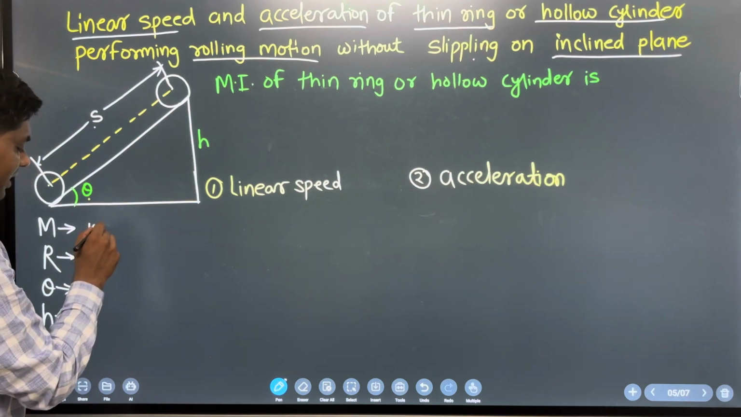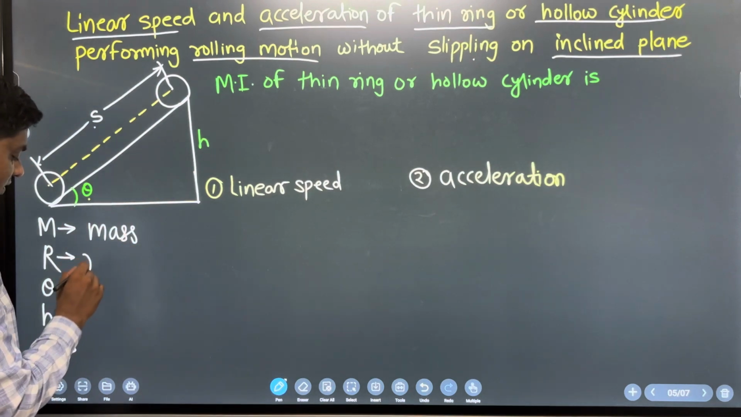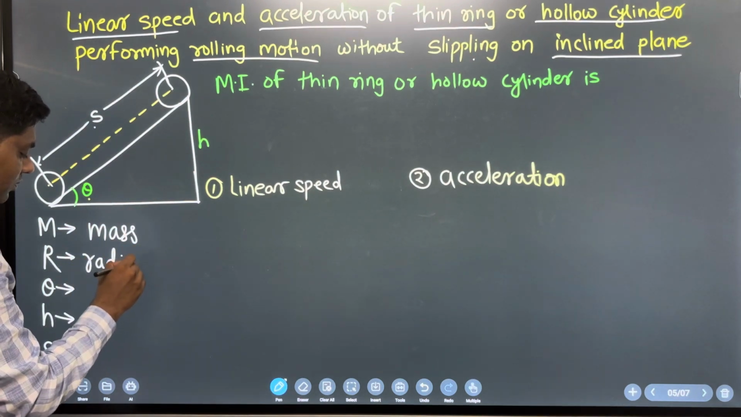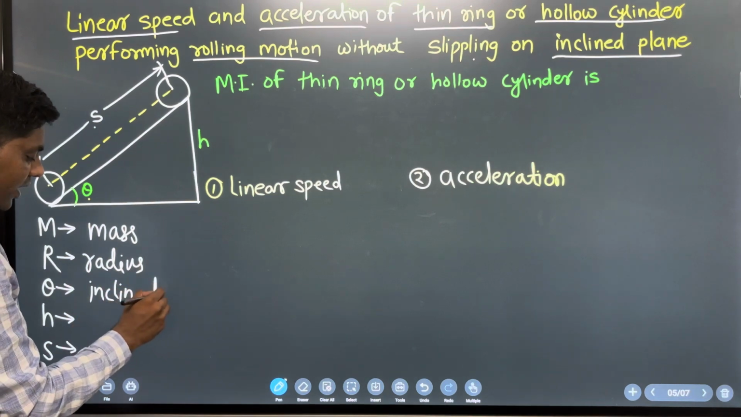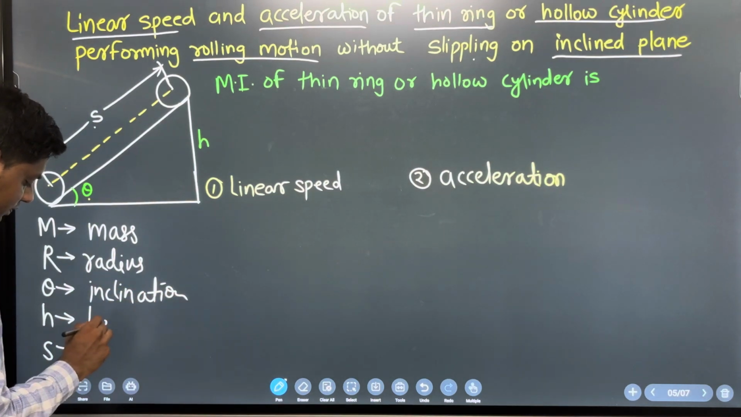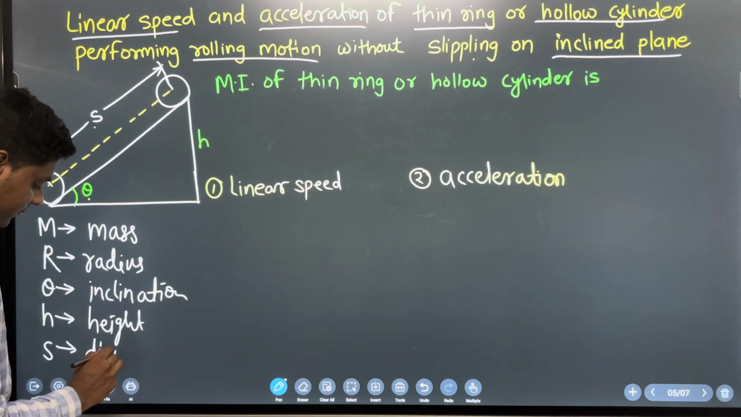Let's consider some notations. M is the mass of the body, the mass of the ring or hollow cylinder. R is its radius, theta is the inclination, h is the height, and last, s is the displacement.